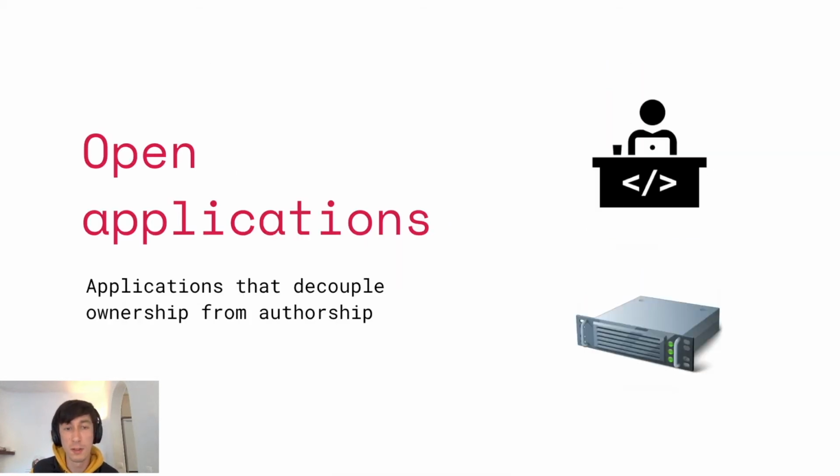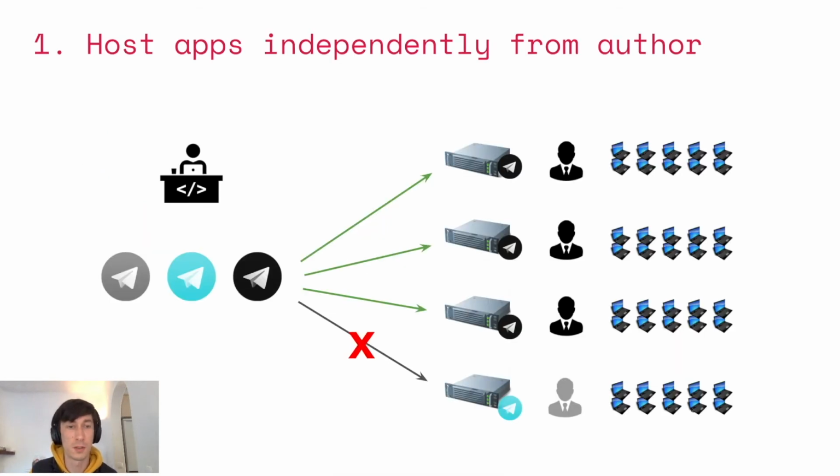And when we think of open applications, mainly we think that these should be applications that decouple ownership from authorship. And it means that this collaborative model on the open runtime would work if we decouple the author of the software and the hosting provider of the software. So imagine that we have some developer creating an application and new versions of it, and the developer does not control where this application runs.